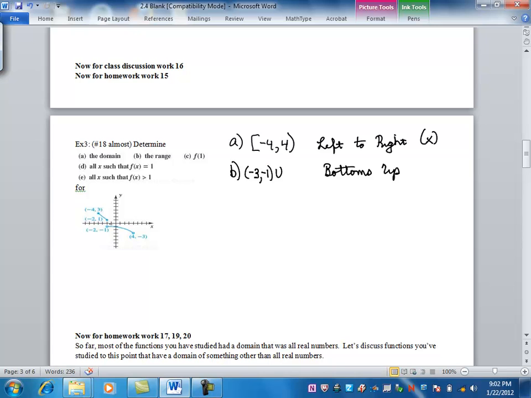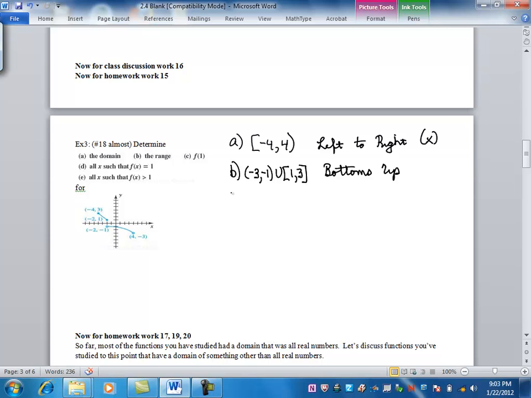And then starting again at y equals 1 and going up to y equals 3. Now notice here these are closed dots, so we are going to include those endpoints. And those are the values in the range of this particular graph.